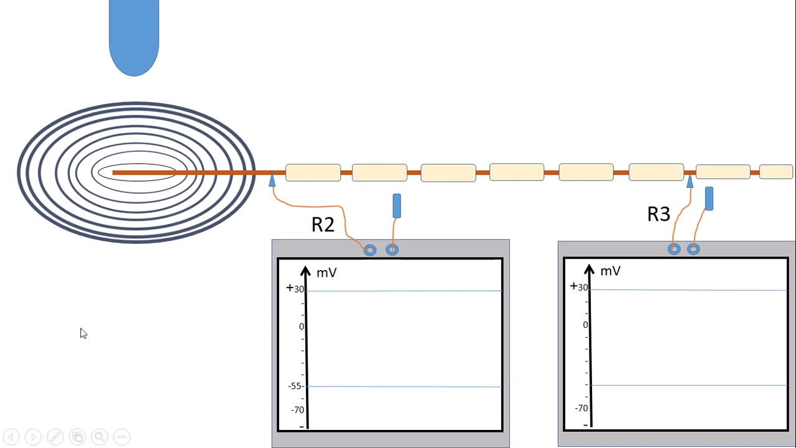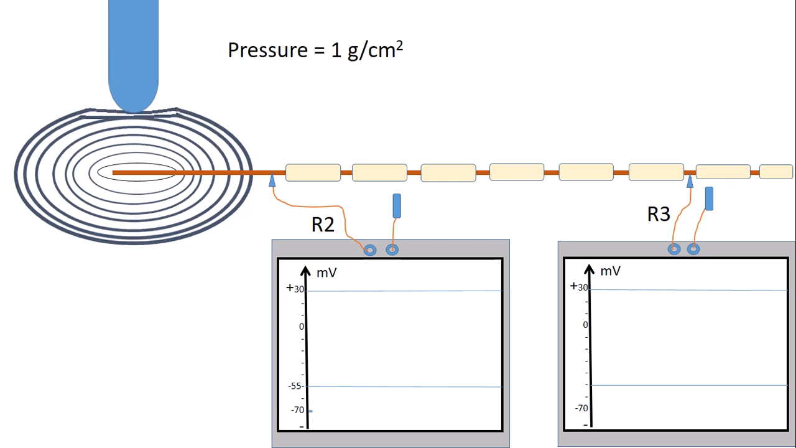So let's start with the experiments. Again, we're going to apply pressure on the corpuscle, but this time we're going to increase it little by little. The first pressure is 1 gram per centimeter square, and you notice what happens here. Let me repeat it. We apply the pressure, it's deformed. We notice a small hypopolarization wave here on R2 on the first segment of the fiber, and practically nothing. It remains at rest on R3.